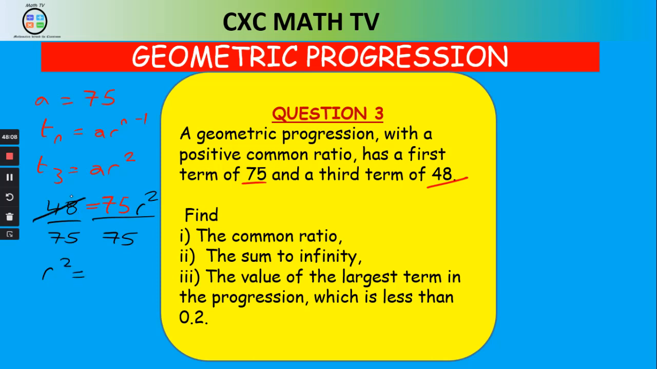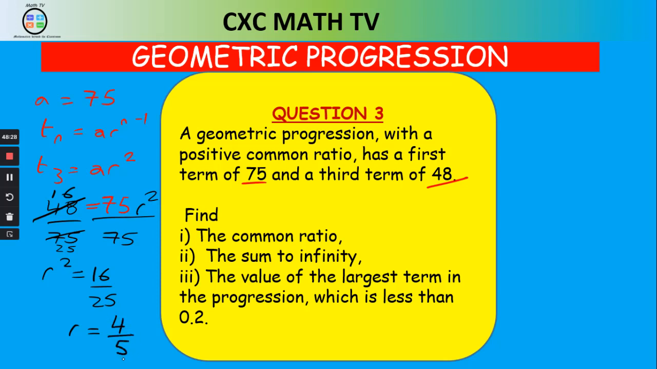I don't like using the calculator, guys. You can, but I'm just looking at numbers that can go into it. I think 3 can go into it. 3 into 48 goes 16, 3 into 75 goes 25 times. So r squared is 16 over 25. So square root it. r is the square root of 16, which is 4.